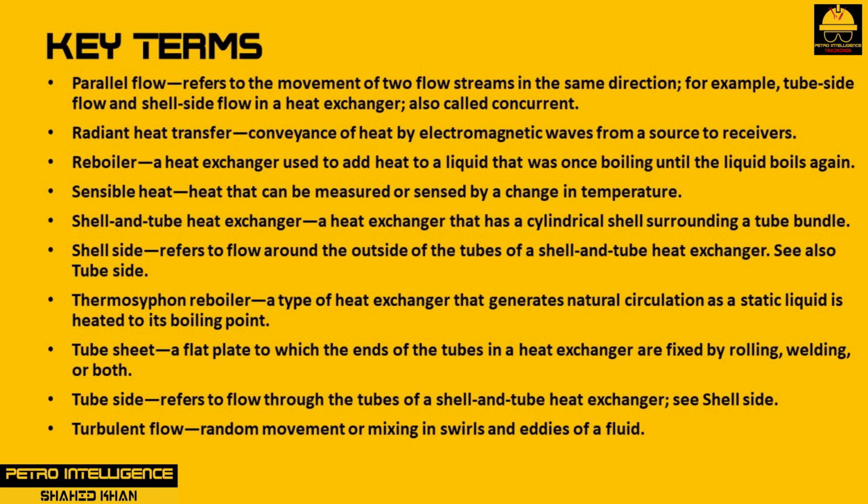Tube sheet is a flat plate to which the ends of the tubes in a heat exchanger are fixed by rolling, welding, or both. Tube side refers to flow through the tubes of a shell and tube heat exchanger. Turbulent flow is random movement or mixing in swirls and eddies of a fluid.